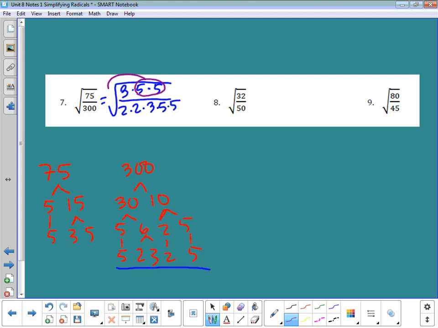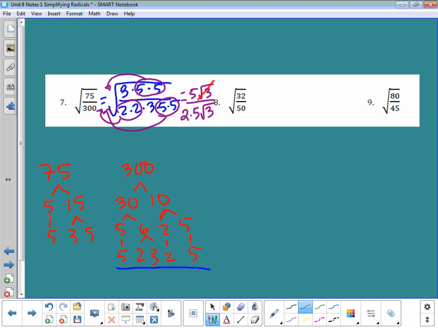This pair can come out in the numerator, this pair can come out in the denominator, and that pair can come out in the denominator. That's the same thing as 5 square root 3 over 2 times 5 times square root 3. Now, check out what happened.